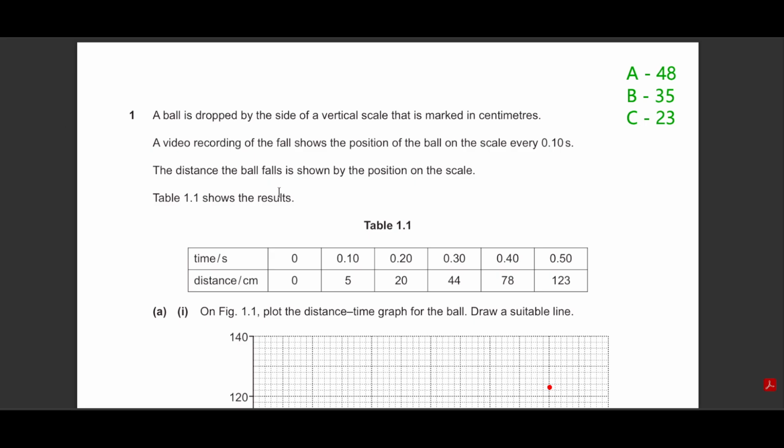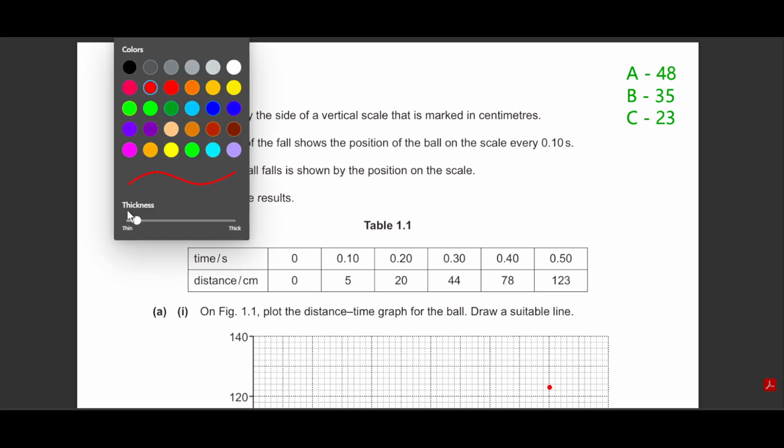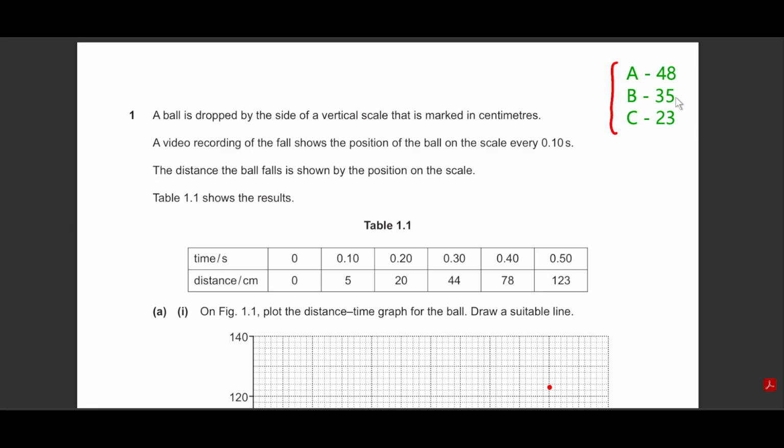This is May June 2025, paper 22, physics 5054. These are the grade thresholds for this exam out of 80. You can see that it's not that difficult to get an A in this, but at least let's try.